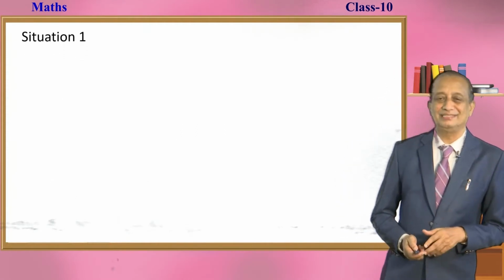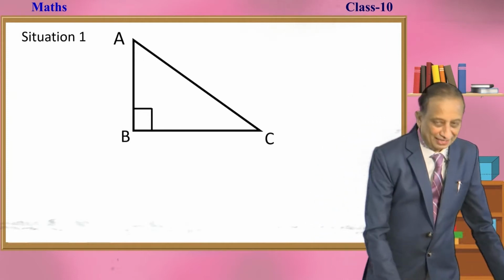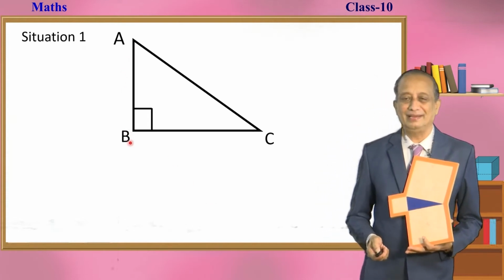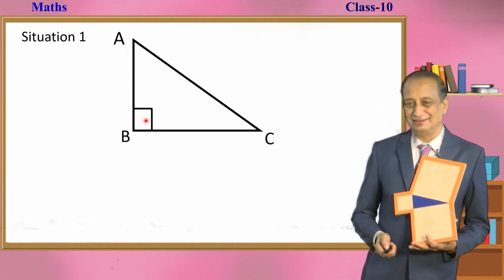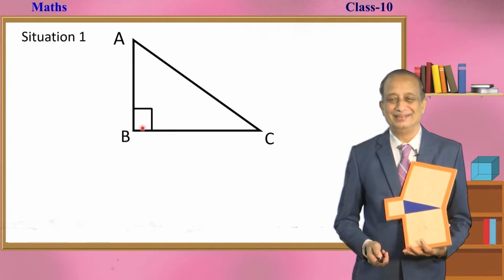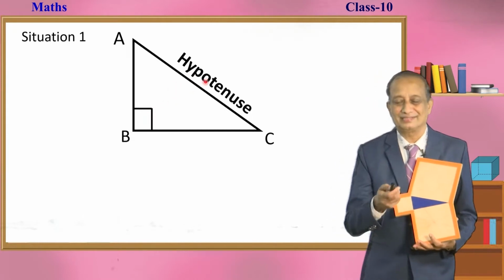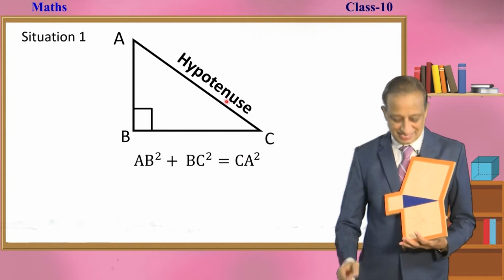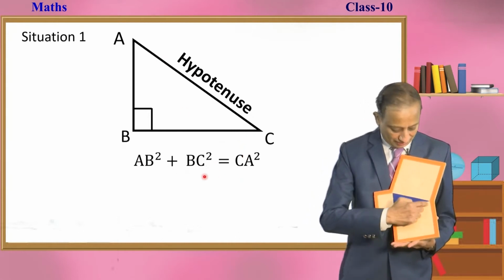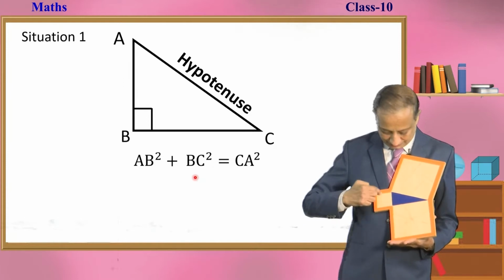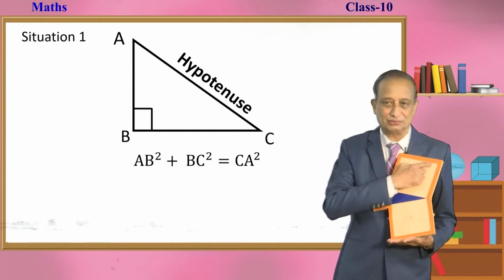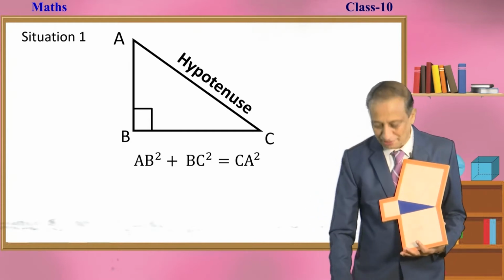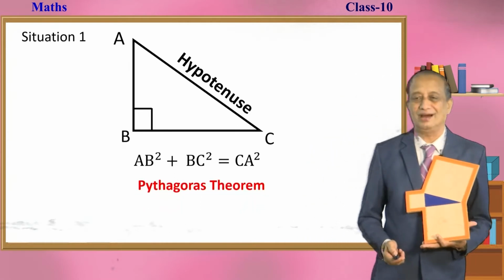The first one is this, children. Look at this situation number 1. Here is a right angled triangle ABC, in which angle ABC is equal to 90 degrees. The moment you see this, I think you will recall one important property. The side AC is called the hypotenuse, and AB square plus BC square is equal to CA square. This is the square on this side, this is the square on this side, this is our hypotenuse, and here is the square on this. So, area of this is equal to the sum of the areas of these two. What is the name of this theorem? This is called Pythagoras theorem.